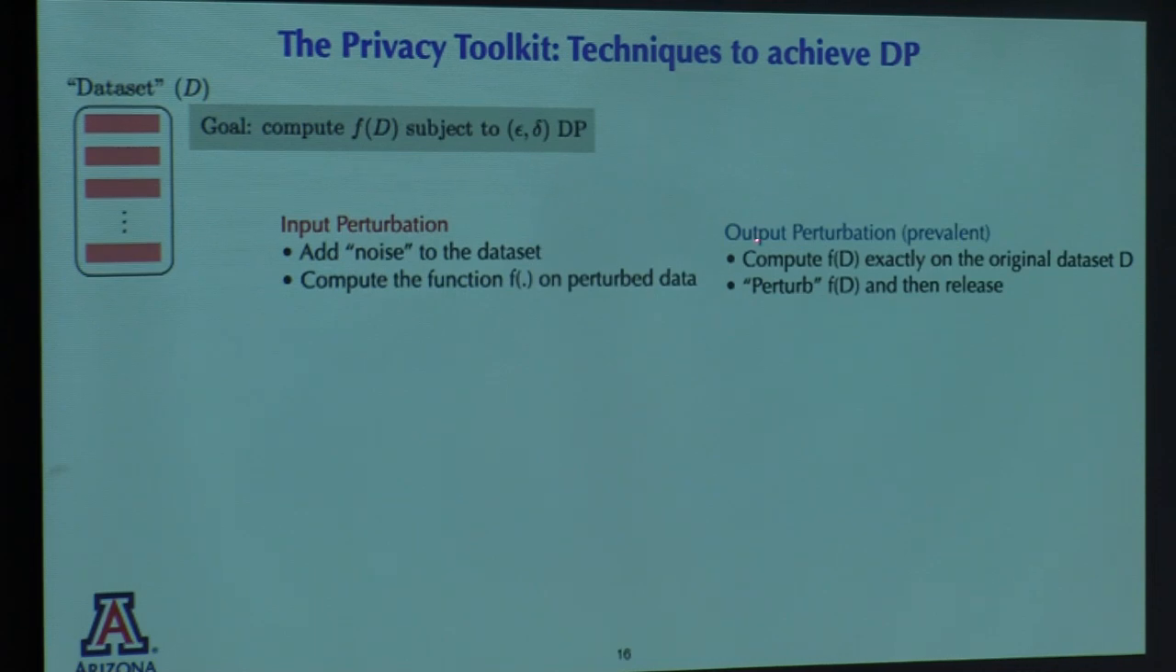The other method is output perturbation, which is more prevalent, which is to compute f of D exactly on the original database and then perturb f of D and then release it.